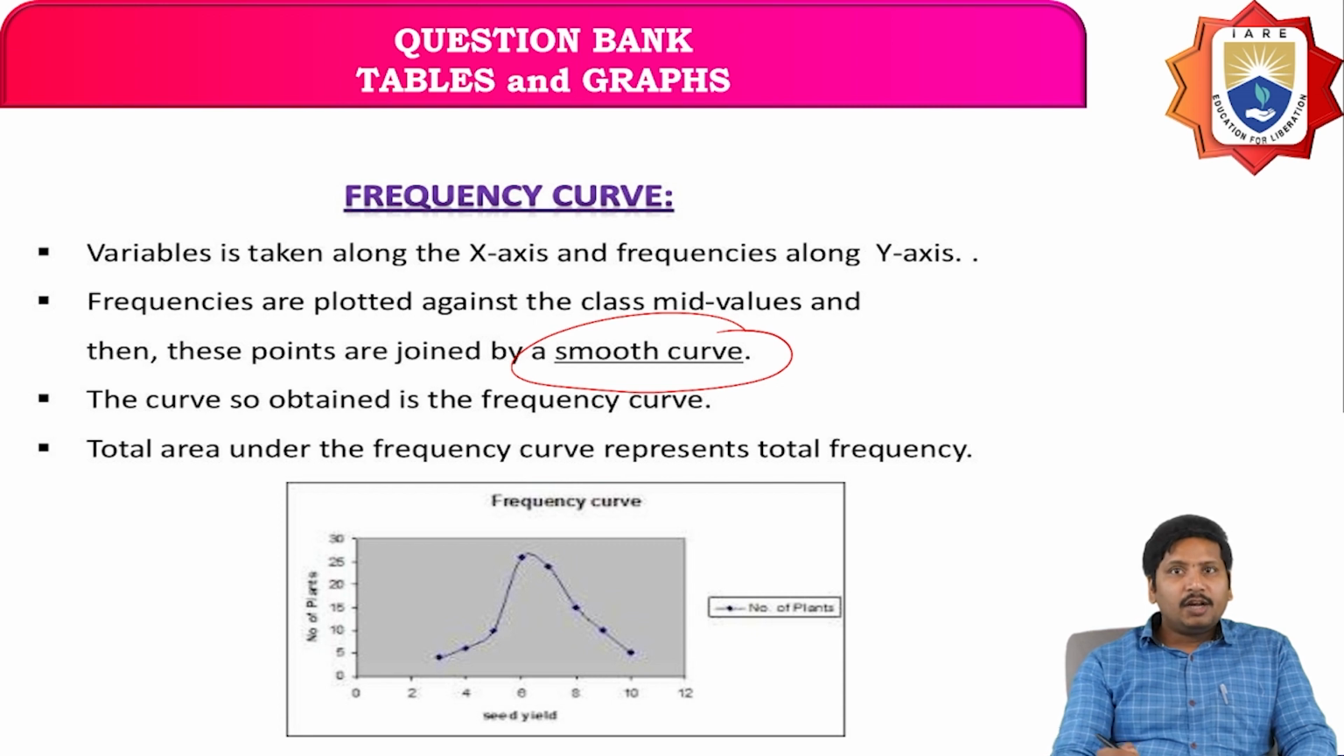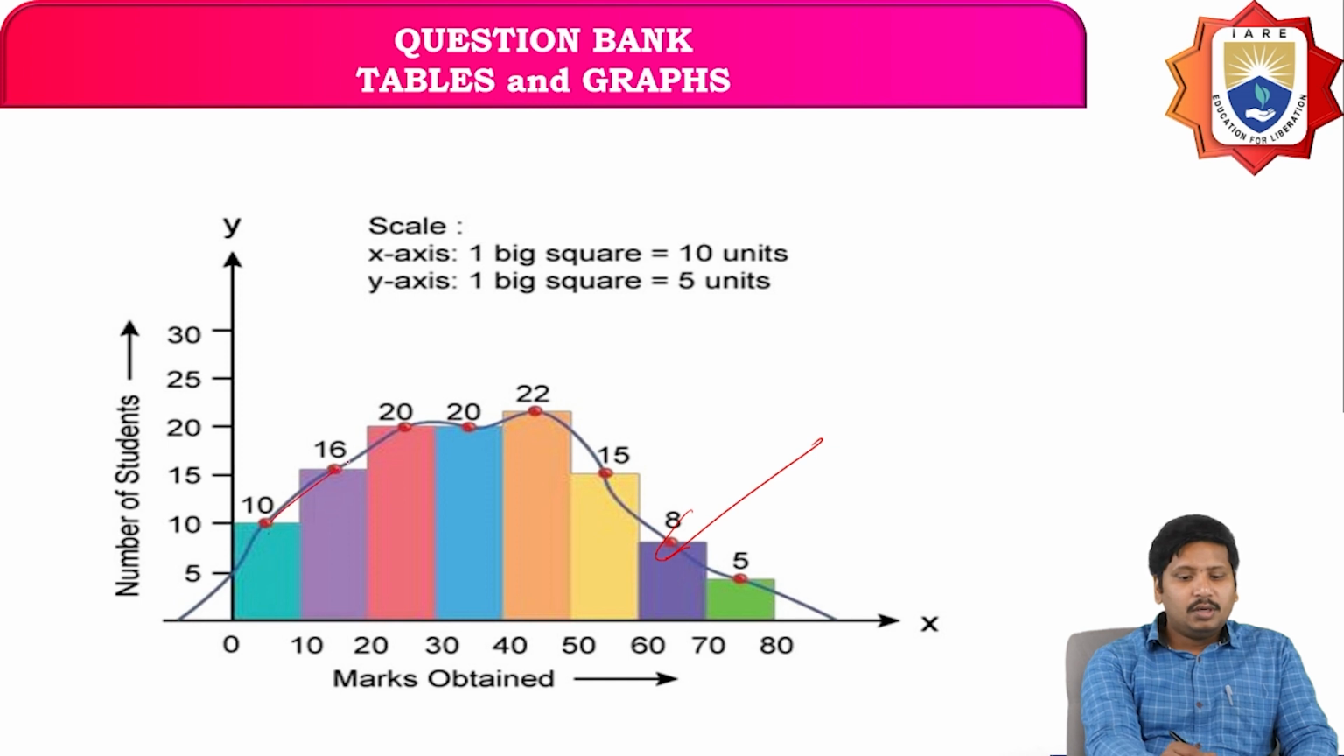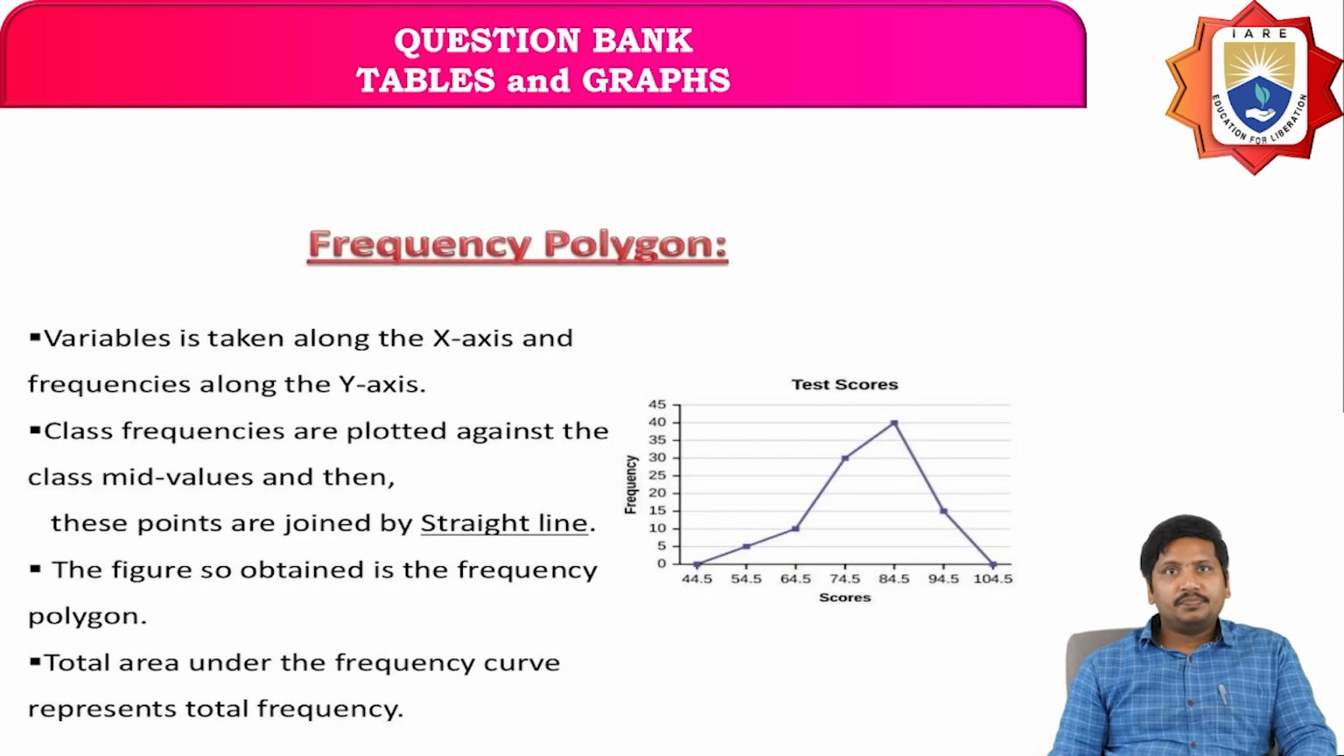So the total area of the frequency curve represents the total frequency. Like this, we have to construct the histogram. Once the histogram is constructed, we join all the midpoints of the rectangles drawn with a freehand curve. The curve that we obtain is called the frequency curve.